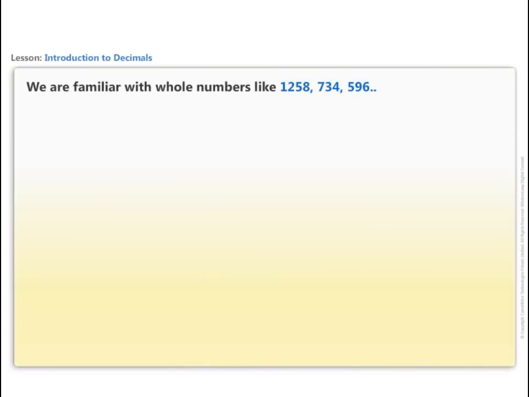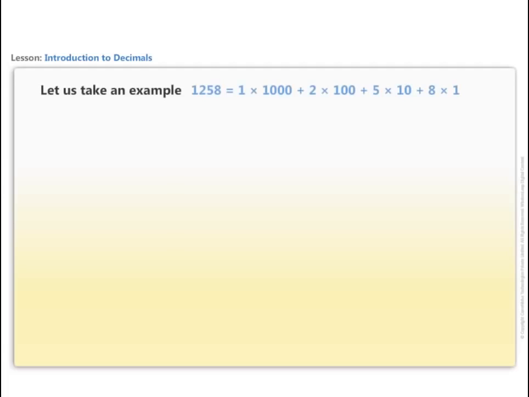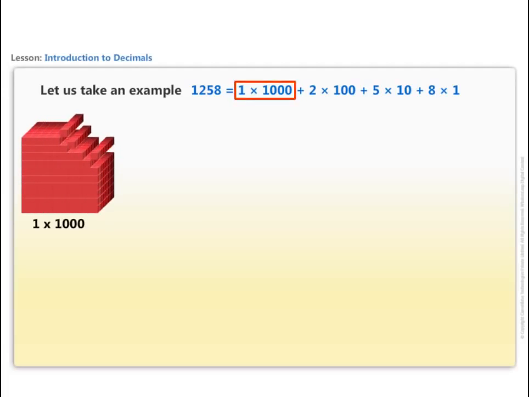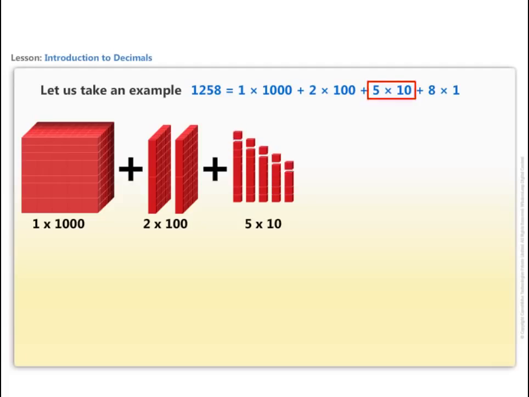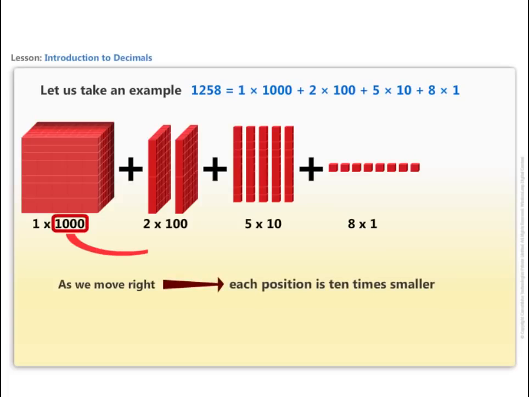We are familiar with whole numbers like 1258, 734, 596. Let us take an example. 1258 can be expressed in terms of 10. So, it has 1 thousand, 2 hundreds, 5 tens, and 8 ones. Look at the pattern as we move right. Each position is 10 times smaller than the earlier one.